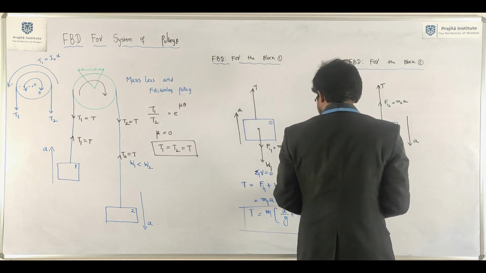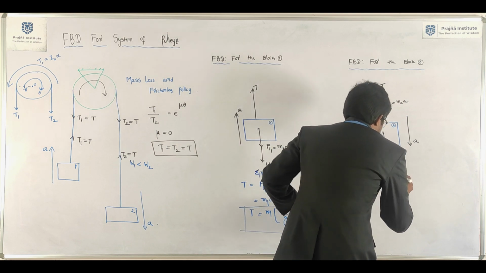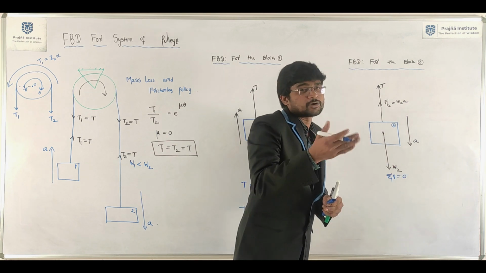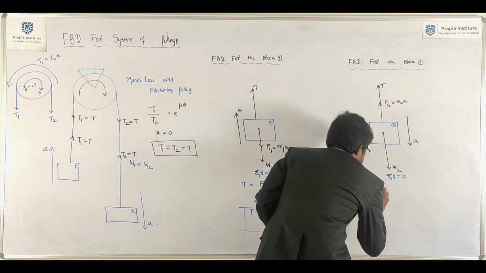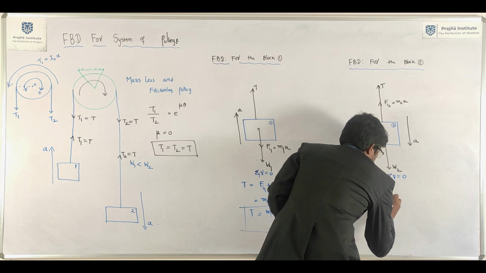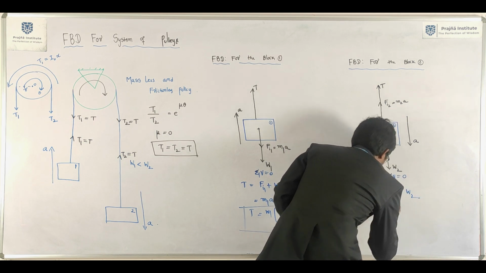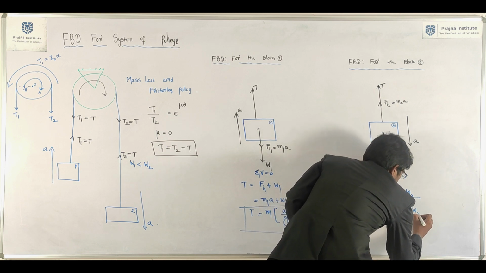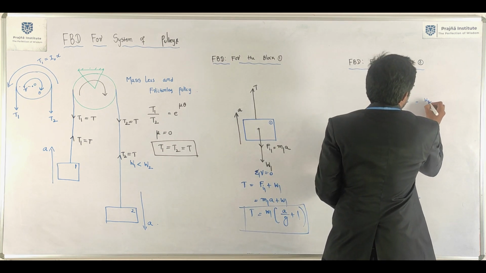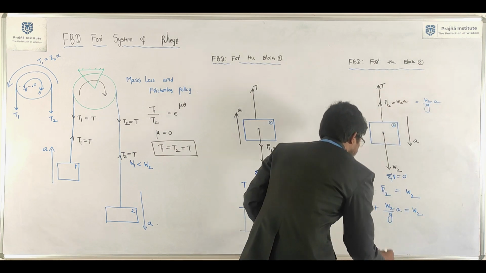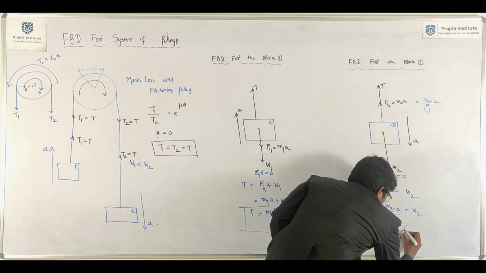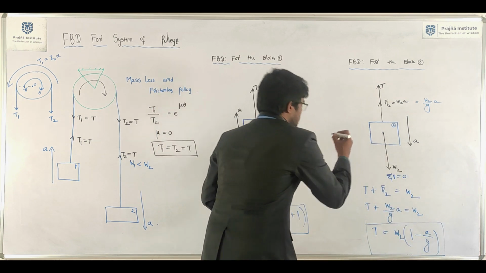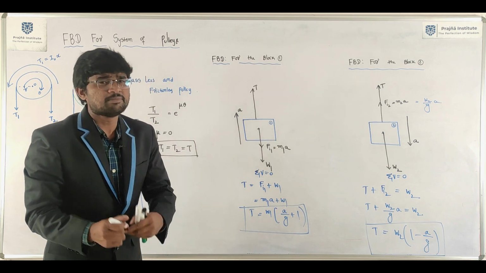Now, here also apply equilibrium equations. Sigma V equals to 0, then sum of the upward force equal to sum of the downward forces. T plus inertia force 2 equals to W2. Here T plus W2 by G into acceleration equals W2. So then T equals to W2 into 1 minus A by G. This is the another equation from free body diagram 2.